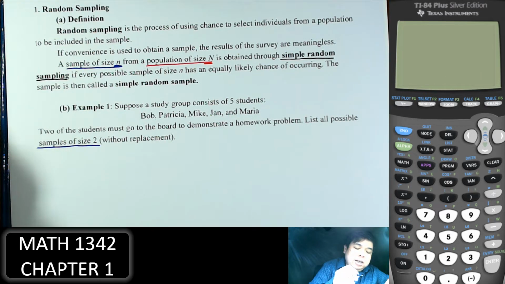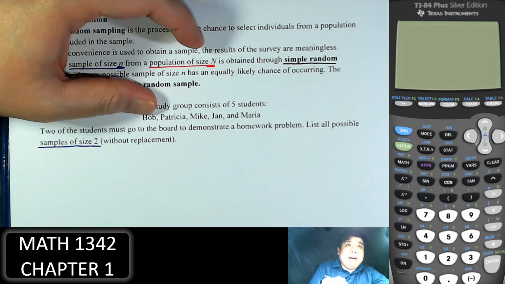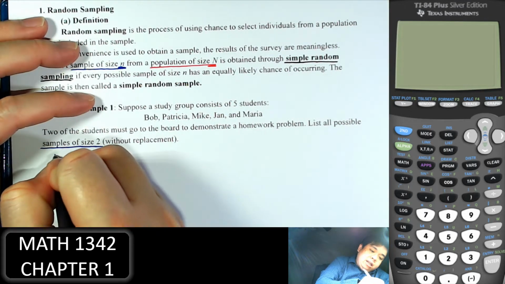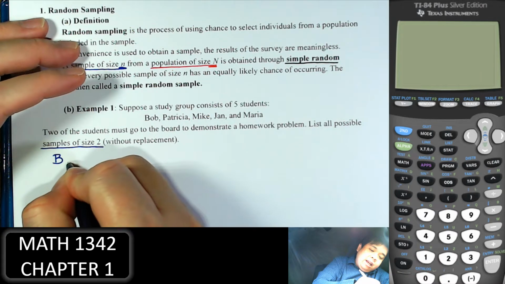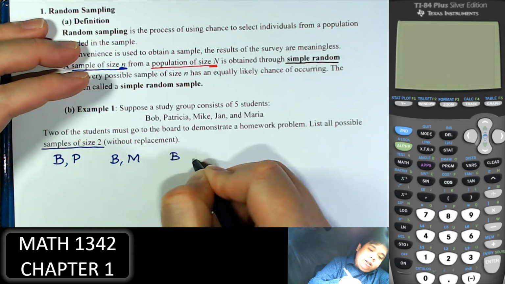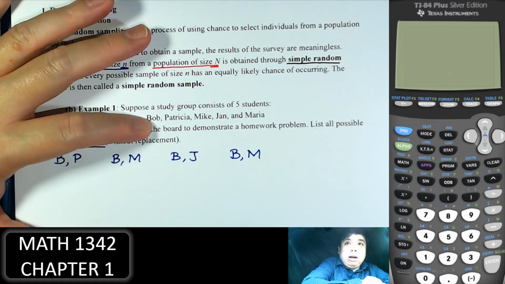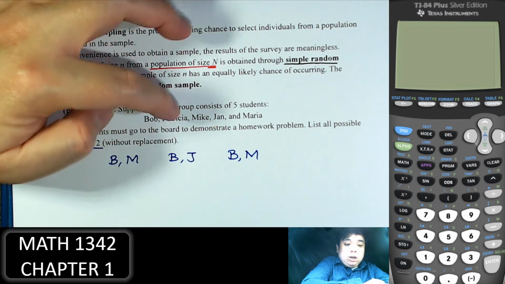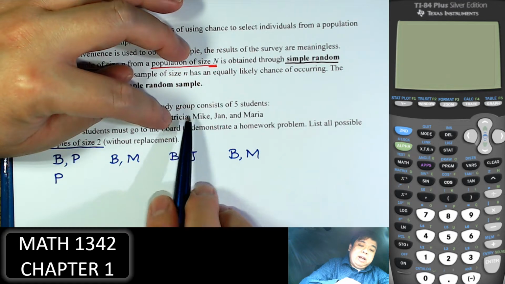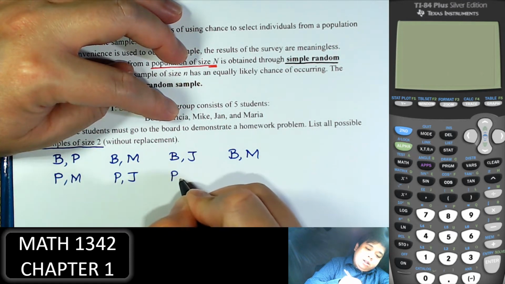So how do we do that? It would be nice if there's a systematic way. Let's say you choose Bob to be the first person, and then the second person can be one of the others. I'm just going to list them here: Bob and Patricia, Bob and Mike, Bob and Jen, and then Leah. Bob has to be there in each. Next, you go to the second person, Patricia. Patricia and Bob we already have, so we go to the right: Patricia and Mike, Patricia and Jen, Patricia and Maria.